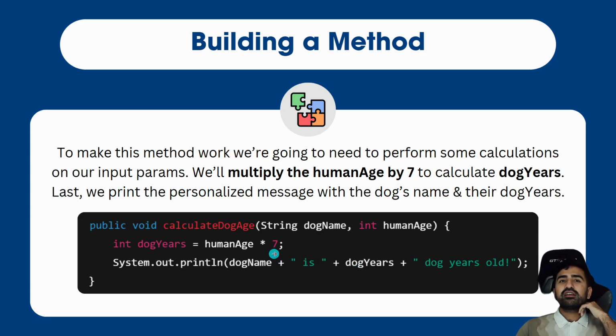Let's say the dog is 10 regular years. Let's go with my dog, actually. My dog's 15 regular years, which is a lot. So 15 times 7 is 105. So it would say Changa is 105 dog years old. That would be the personal message for my dog. Yeah, her name is Changa.